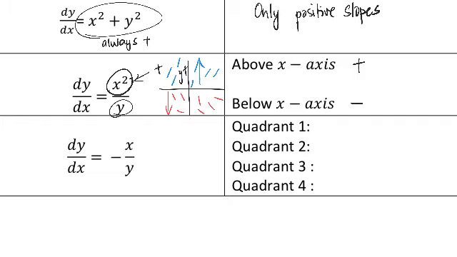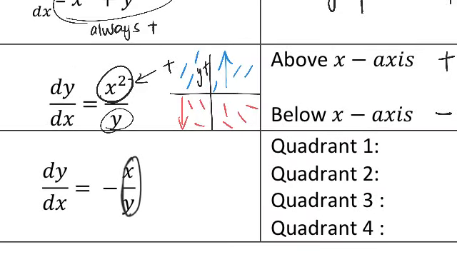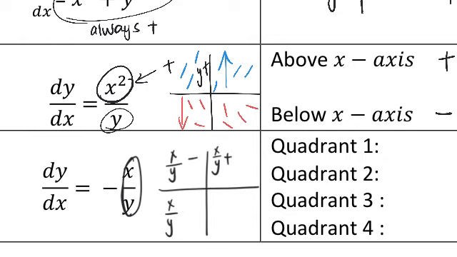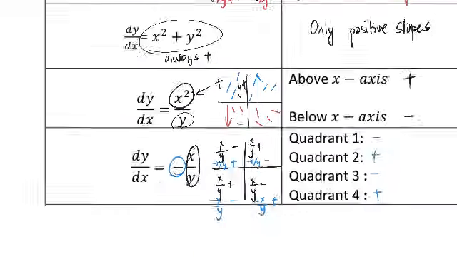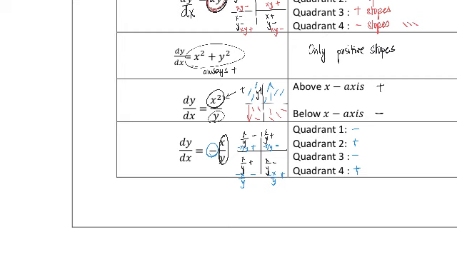If you had dy dx is now negative x over y, right? X over y will follow the same kind of pattern as xy. It's going to be positive here because x and y are both positive. Here it's going to be negative. Here it's going to be positive. Here it's going to be negative. But now if you tack on a negative here, then this particular negative x over y is going to be negative here and positive here and negative here and positive here, okay? So you can use these types of strategies when you are trying to figure out a matching problem. So let's practice some of those.